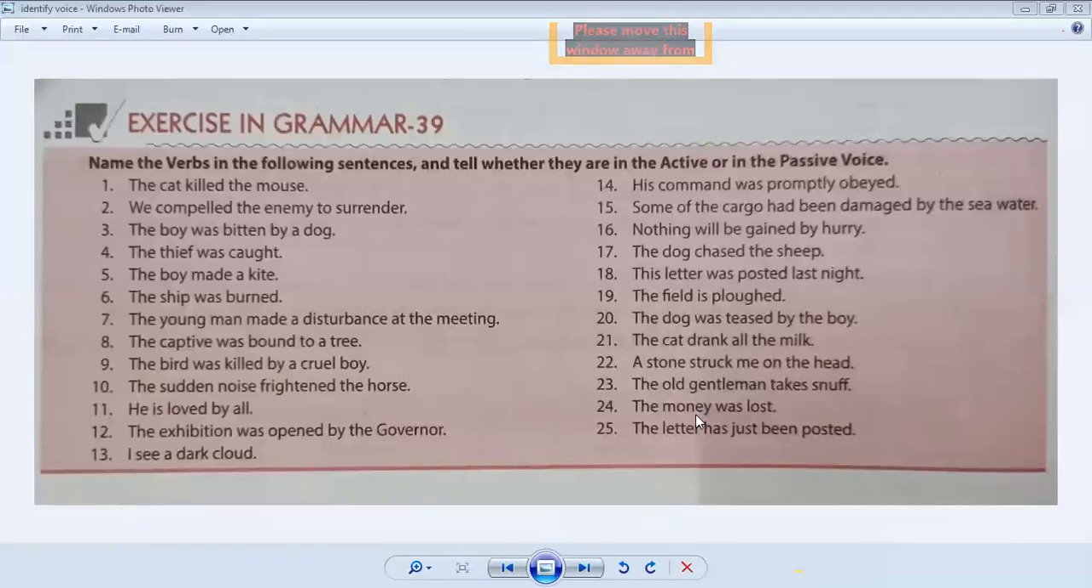24. The memory was lost by somebody or by me. So this is passive voice. 25. The letter has just been posted again by me. Passive voice. Letter has been posted by somebody. So this is passive voice. 19 is passive. The field is plowed by somebody. Clear?